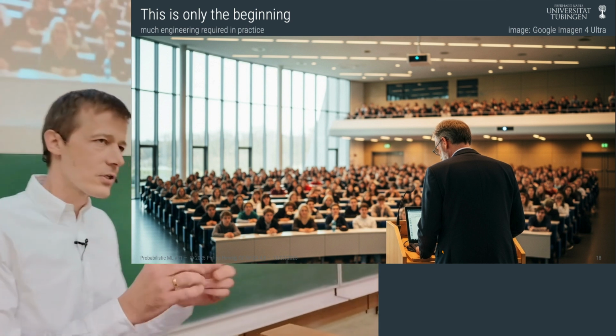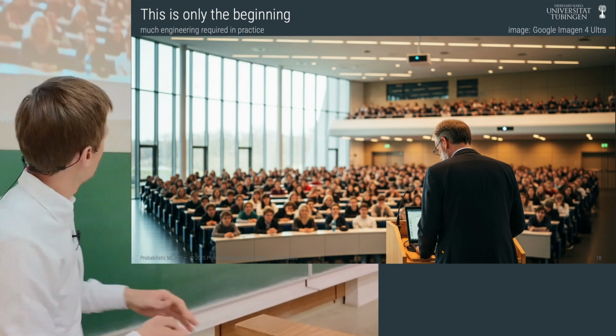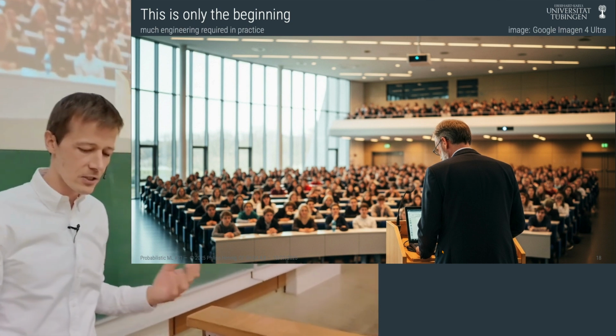Similarly, we've now just created a sample from the two moons data set by learning a vector field. And if you want to make an image like that, you have to learn a much larger model.